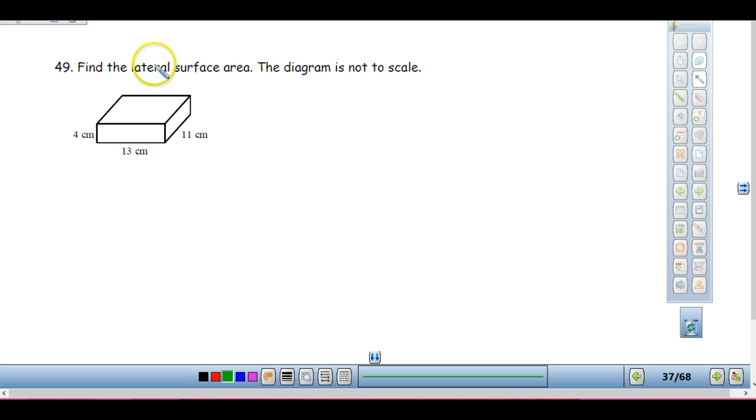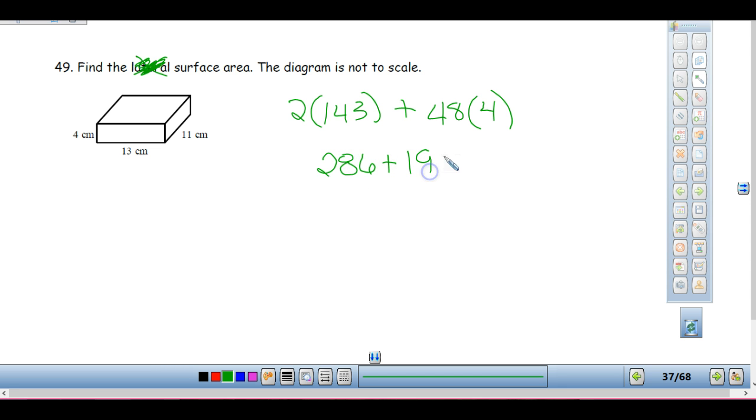Okay, we didn't talk about the difference between lateral surface area and regular surface area, so just get rid of the lateral. And we're going to find the surface area just like we did on a couple previous problems. So 13 times 11, we're going 2 times 143 plus the perimeter of my base, so 13 plus 11 plus 13 plus 11 is going to give me 48 times my height is 4. So we end up with 286 plus 192 is going to give us 478 centimeters squared when we're dealing with our surface area.